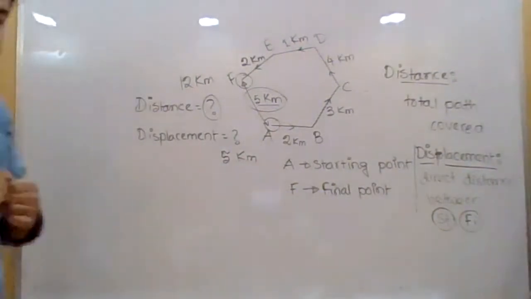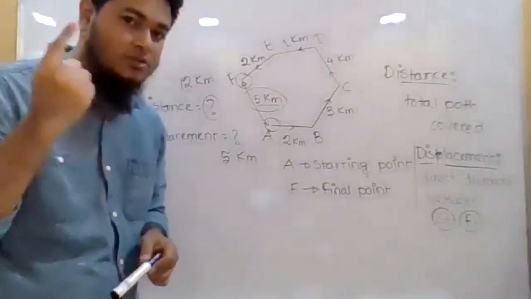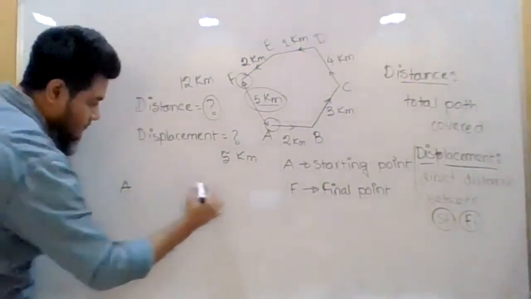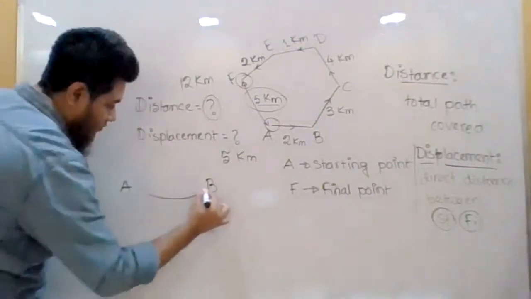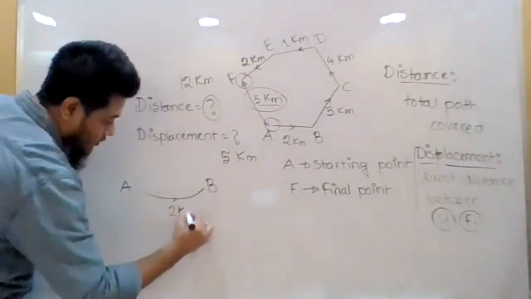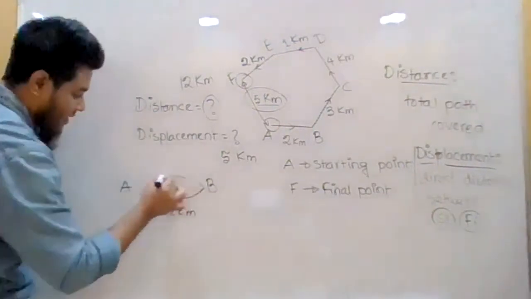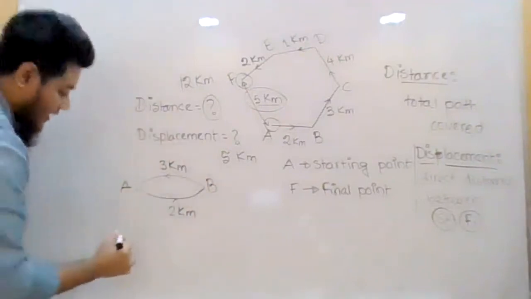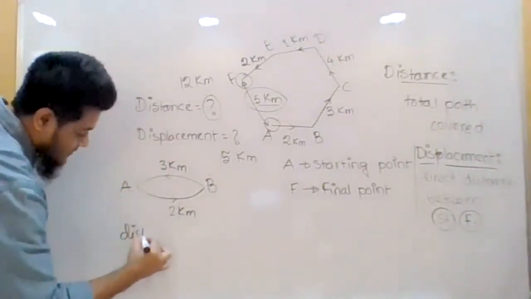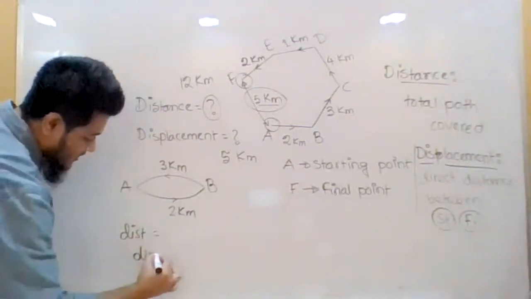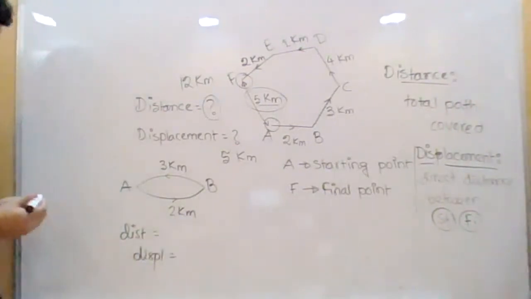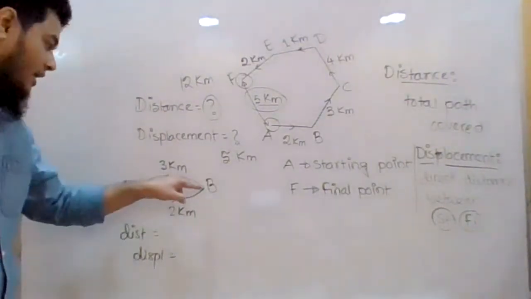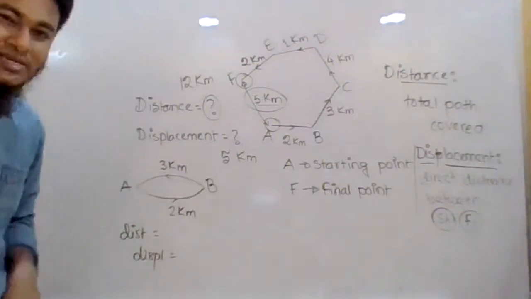Okay. So if we have understood, now we should answer this question, okay? Let us say a person went from A to B, he covered 2 kilometers. And then he came back again to point A and this time he covered 3 kilometers. Now, can you tell me what is the distance that he covered and what is the displacement of him? Let me tell you again. He started from A, went to B, and then from B, he came to A again. What is the distance covered?